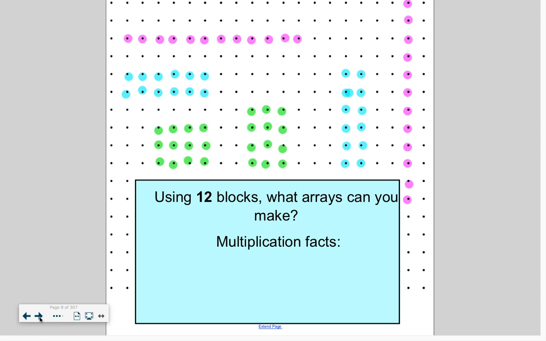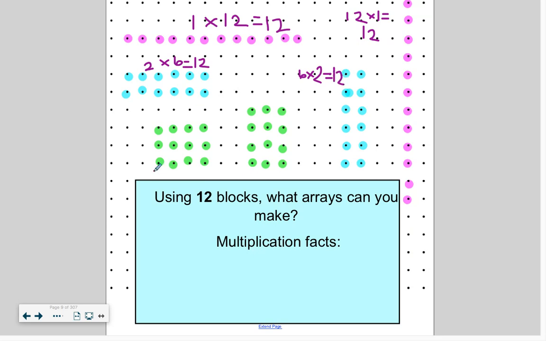Here are the different options. So if we have one row of 12, we'd have a 1 by 12, and that would be 12 total blocks. The turnaround fact would be 12 times 1, and that equals 12. Then we can have a 2 by 6, because there's 2 rows of 6, and that would give us 12. Or the turnaround fact, 6 times 2, which equals 12.